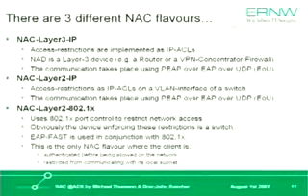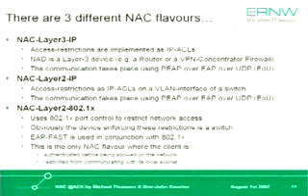There are 3 different flavors of Cisco NAC. The first one, and that's the one we'll be showing also in our demo, is NAC Layer 3 IP. That's what it's officially called. Access restrictions are implemented as IP access lists on a physical interface of a router, for example. The access device is a Layer 3 device, like a router, a VPN device, or a firewall. And the communication between the client, the CTA, and the network access device takes place using PEAP over EAP over UDP. That's just for encapsulation.